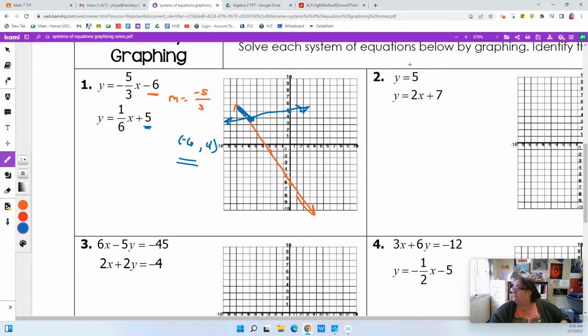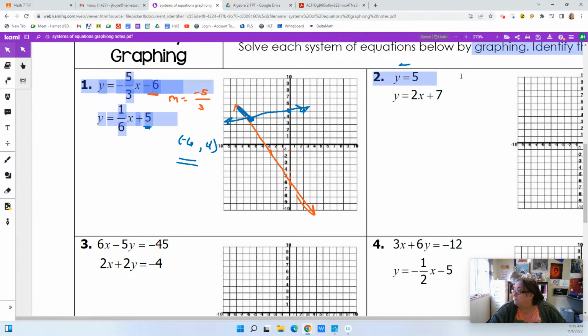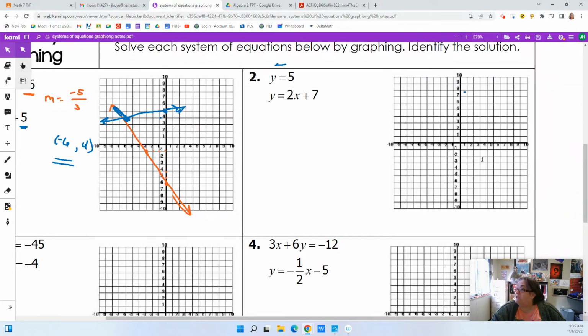So if we look at sheets, if we look at number 2, we have y equals 5. Y equals 5 is literally at 5. We have a graph that goes all the way this way and all the way that way. That's all y equals 5 is.